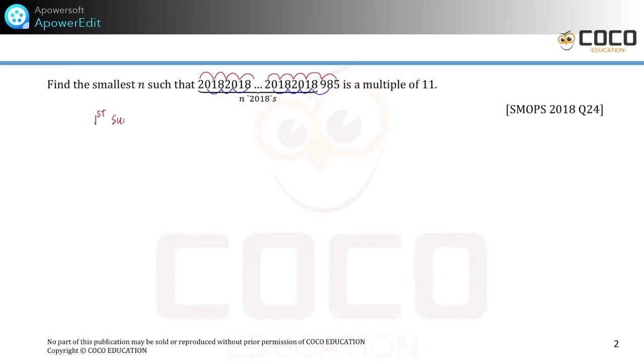So let's work out the sum. For the first group, the 2 and 1 come from the number 2018. There are n groups of 2018, so there are n groups of 2 plus 1. So 2 plus 1 times n. After the last group of 2 and 1, we have another two digits, the 9 and 5, so we add them in, plus 9 plus 5. The total equals 3n plus 14.